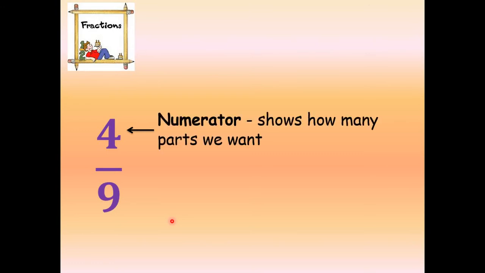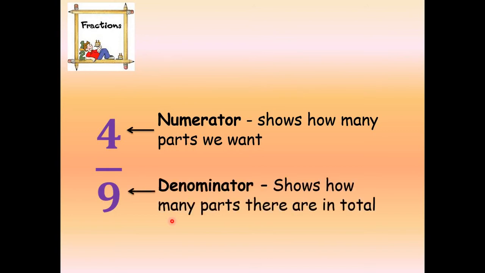So let's get started. So here we have a fraction. 4 on the top and a 9 on the bottom. So these numbers in fractions have names. This number on the top is called a numerator, and that shows how many parts that we want. And the denominator, the number at the bottom, shows how many parts there are in total.